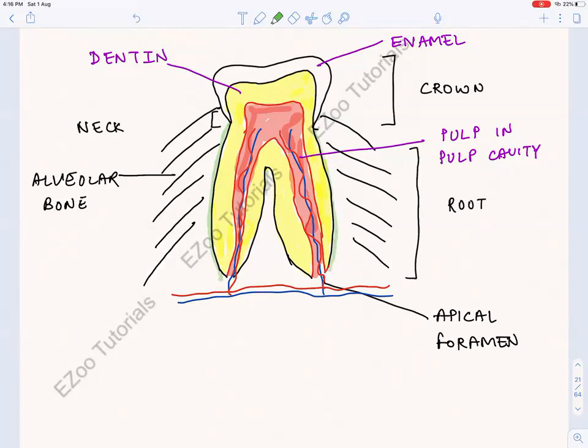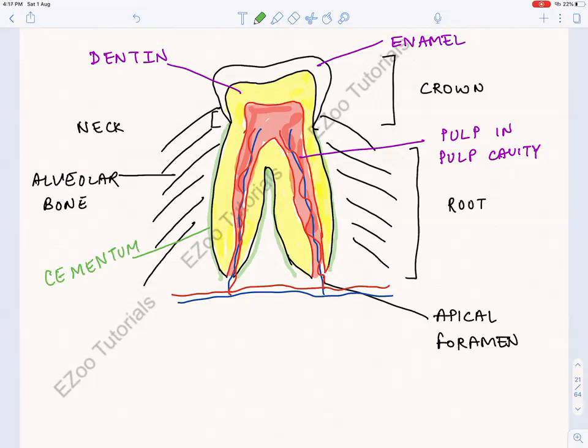Okay, so this is the cementum part that we can see with the green color, right? So with this green color, I have drawn what? Cementum. And what is the cementum doing? It is just attaching the dentine to the bone.